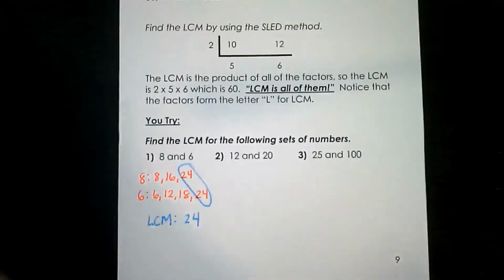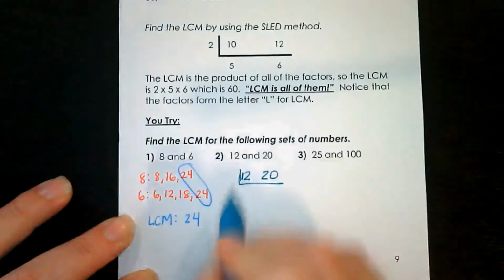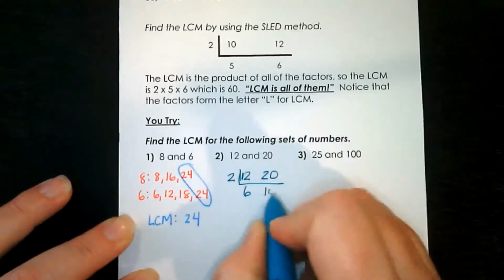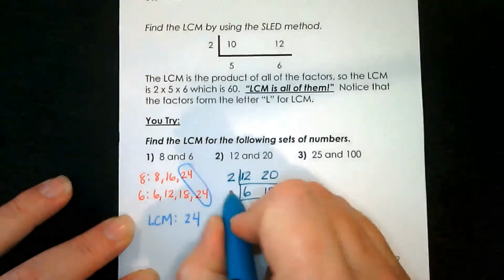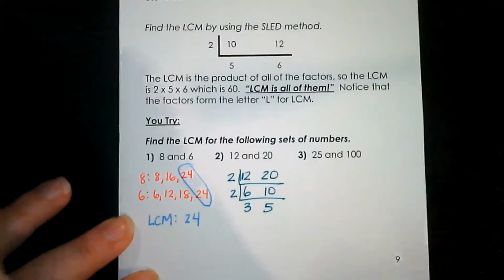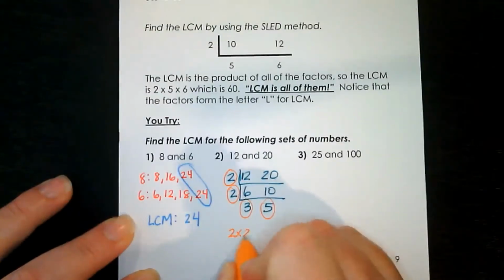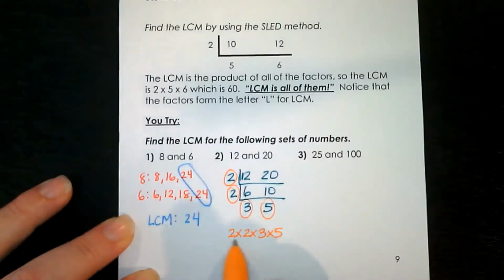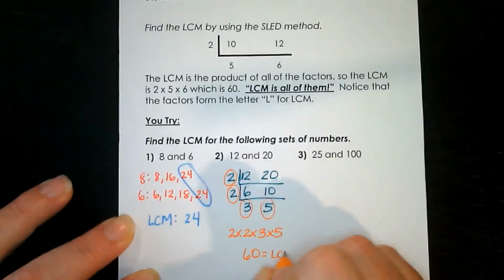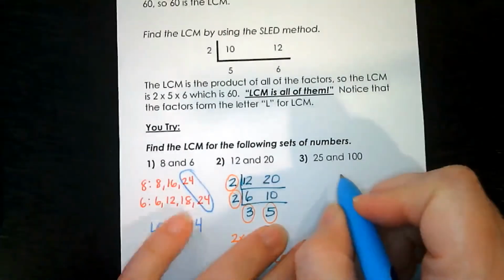Now for the next one, I'm going to apply the sled method. So I'm going to take 12 and 20 and put them on a sled. I know that they're both even, so 2 goes into both of them. 2 goes into 12 6 times, and 2 goes into 20 10 times. 6 and 10 are both even, so I know 2 goes into them. 2 goes into 6 3 times, and into 10 5 times. Now LCM is all of them. So we're going to take all of those factors around the edge. 2 times 2 times 3 times 5. Well, this is 4 times 3, which is 12, times 5, which is 60. And that is our LCM.